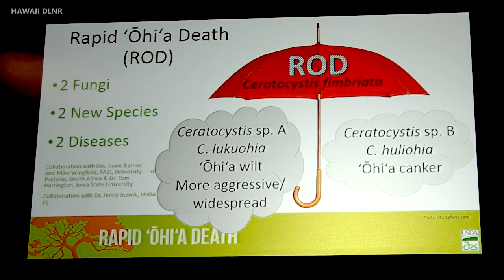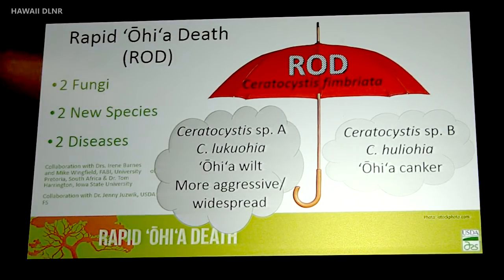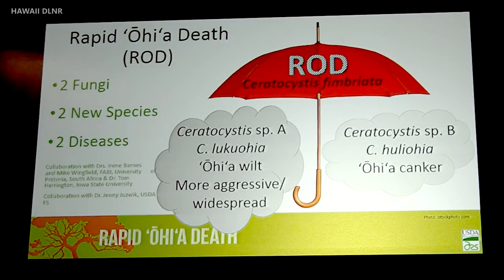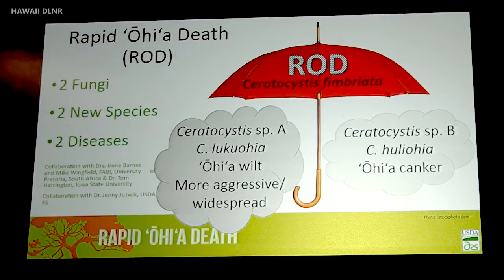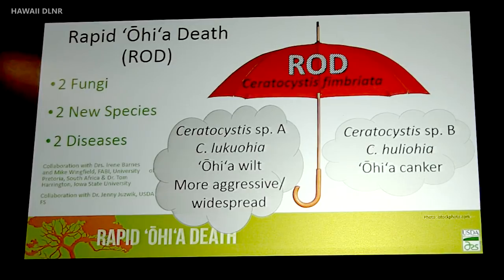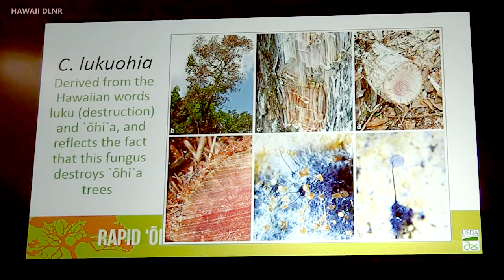Ceratocystis species A has become Ohia. B is Ohi'a. We now know they cause Ceratocystis wilt, or Ohia wilt, and Ohia canker. And what to remember with these two species: the first one, Ohia, is actually more aggressive and more widespread. Okay, our paper is in press.